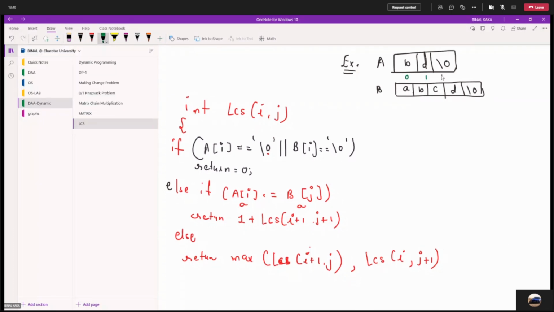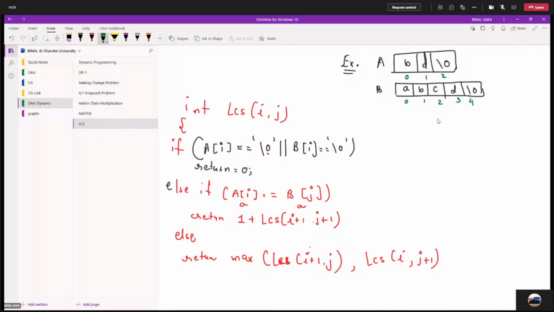Index number 0 1 2, index number 0 1 2, right? So this is the example, and this is our string A and string B. String A has the values B and D, and string B has A B C D, right? Okay, so let's trace the tree. For recurrence you have to maintain the tree. Then we will see the memoization method also, right? So let's trace the tree for this particular example.